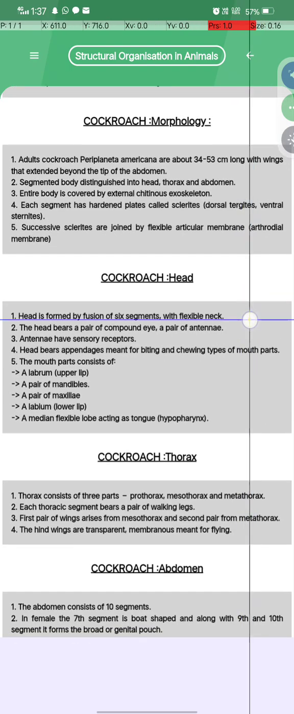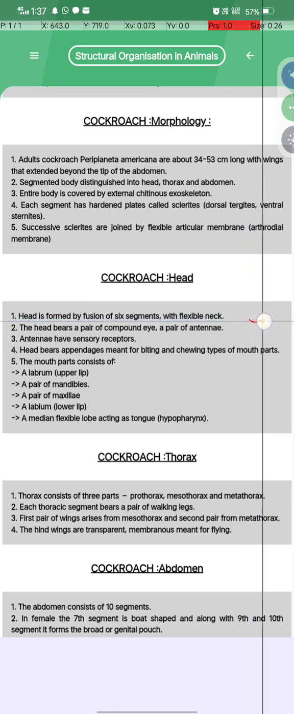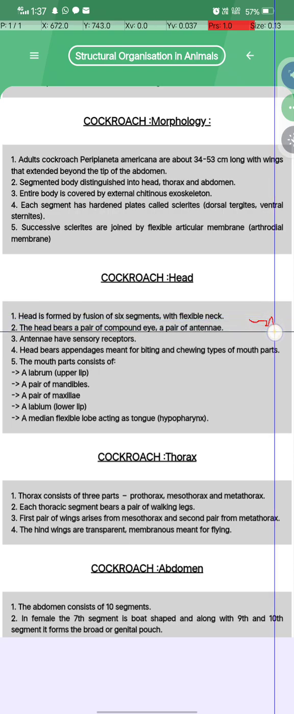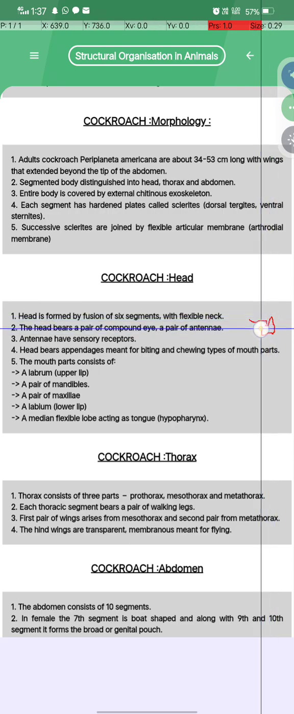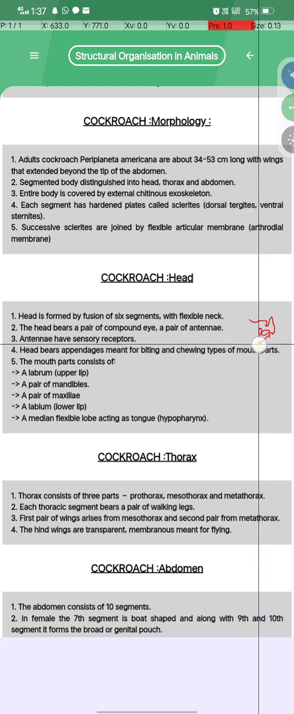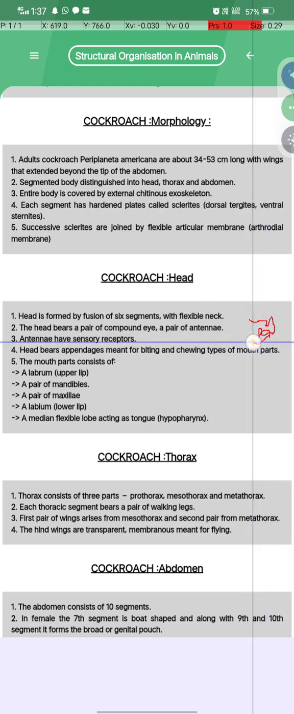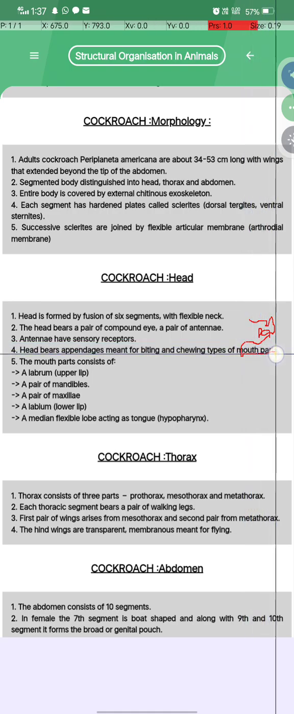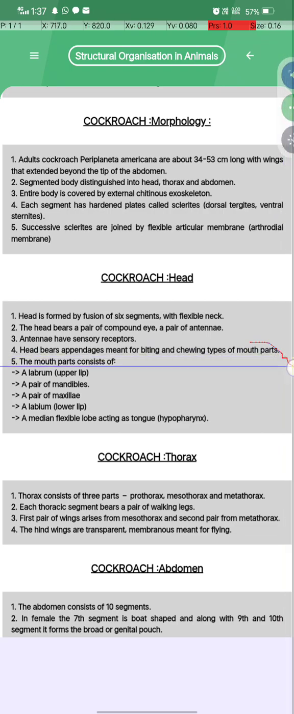Cockroach head is formed by the fusion of 6 segments, मतलब हेड जो है 6 segments के मिलने से बनता है, with a flexible neck, and the head bears a pair of compound eyes and a pair of antennae. Antennae have sensory receptors, and the head bears appendages meant for the biting and chewing type of mouth parts.